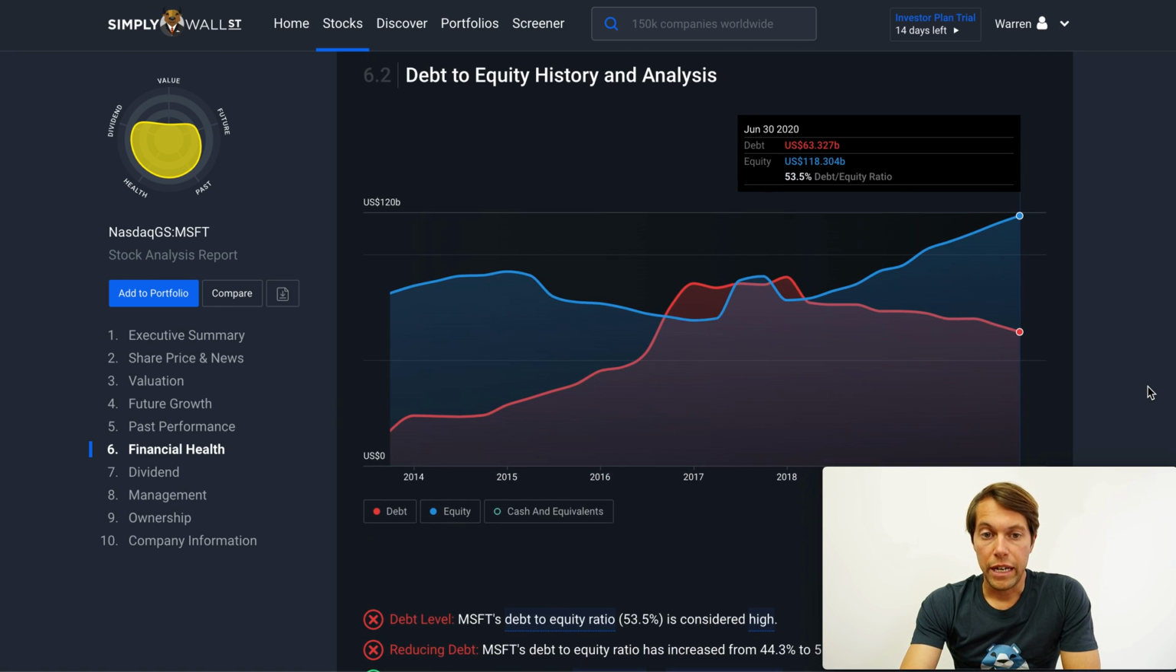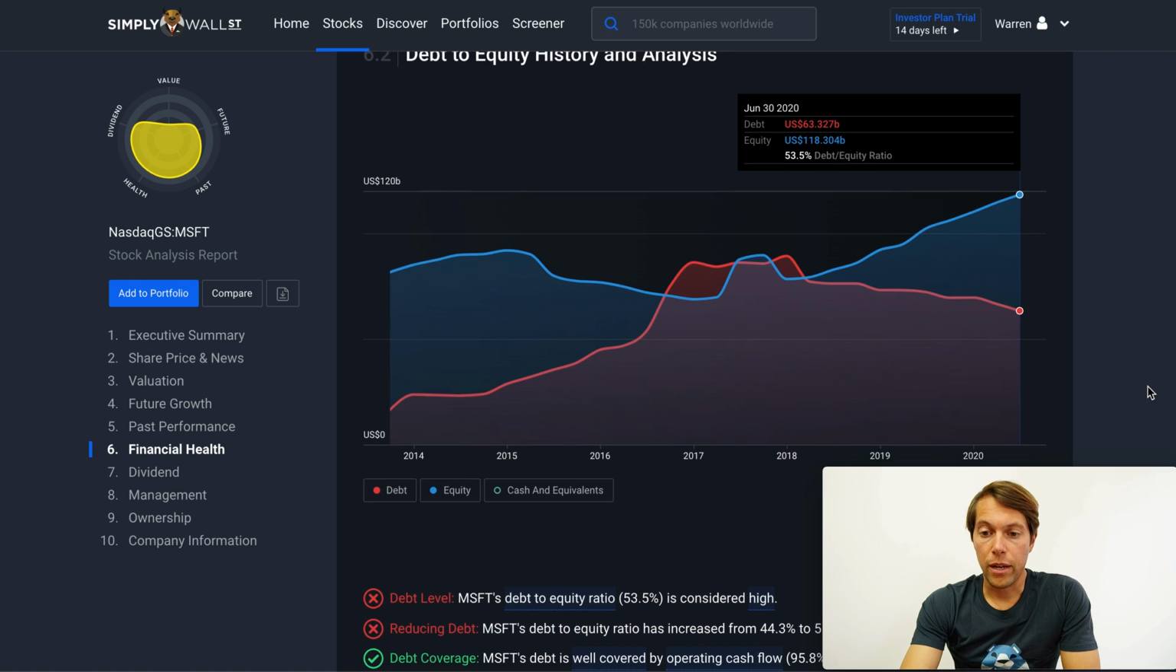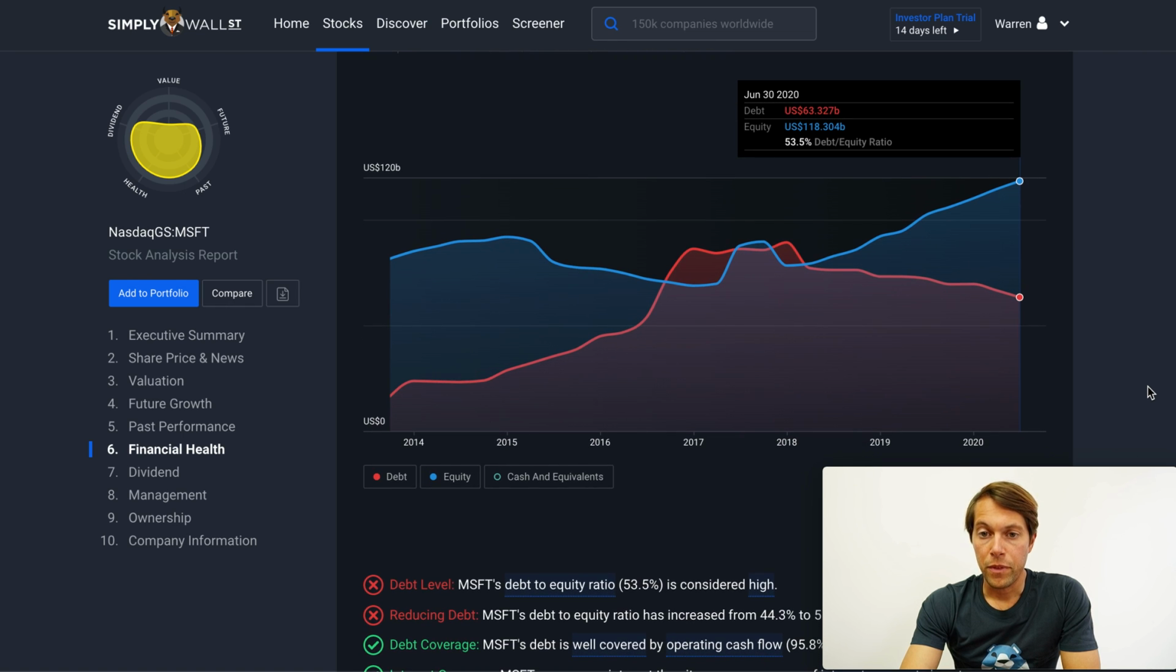And the final section here is all about debt. Now, lots of companies have debt. That's very normal. What we actually really look for is not just the level of debt, but we look for, is the debt well covered? Is it under control? Is it something that you should be concerned about?